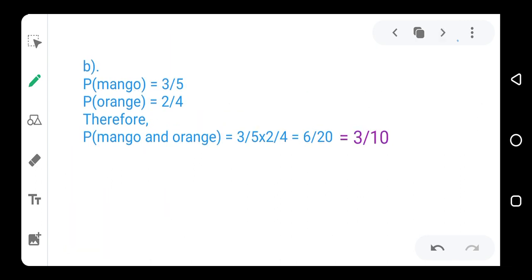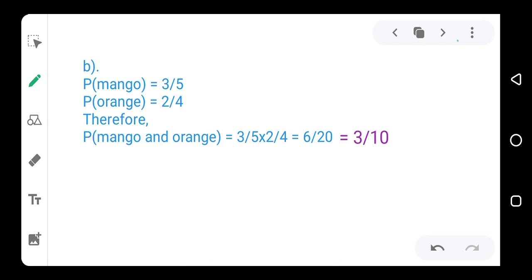Now we start with mango. Picking mango for the first time, we have 5 fruits altogether, and out of the 5 we have 3 mangoes and 2 oranges. So if we pick a mango, the probability is 3, that is the total number of mangoes, 3 over the total number of fruits, which is 5.